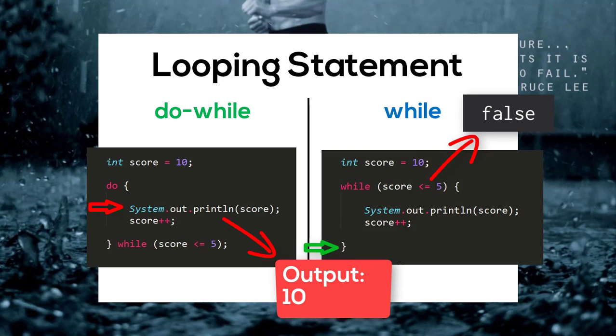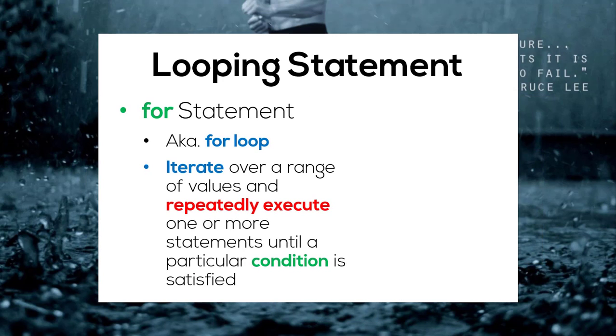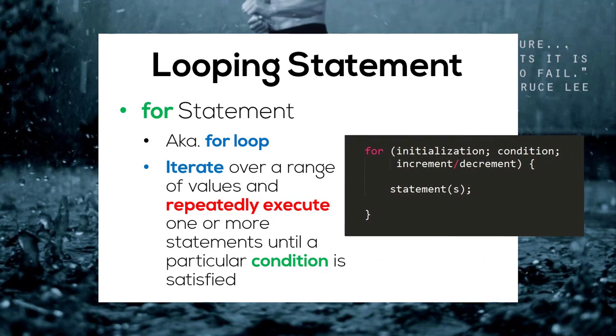Alright, next we are going to look at the third and last looping statement called the for statement, or better known as the for loop. The for loop statement will also iterate over a range of values and repeatedly execute one or more statements until a particular condition is satisfied, and it looks something like this, where we have the for keyword, initialization, condition, the increment or decrement statement, and lastly the statement to be executed.